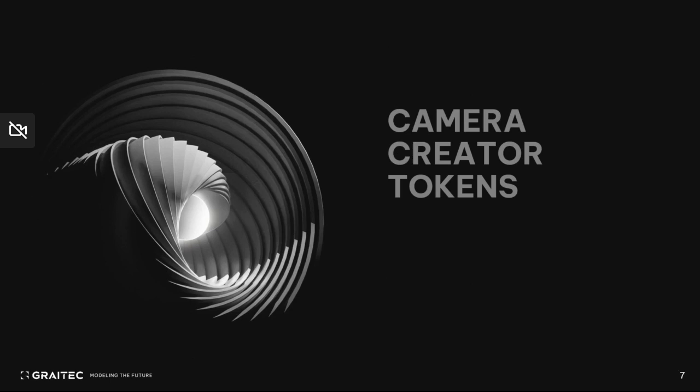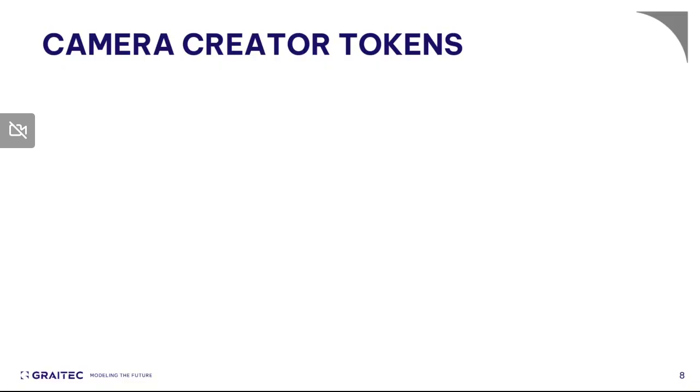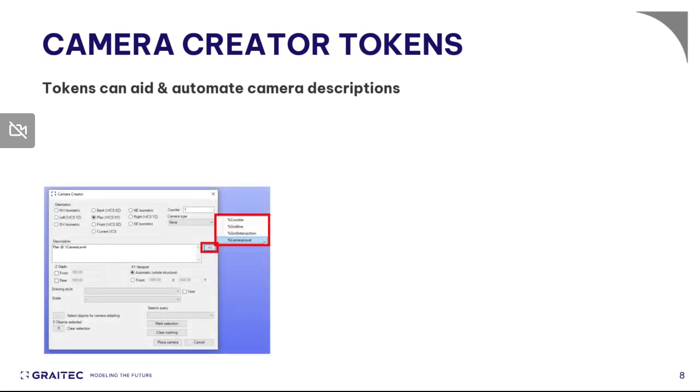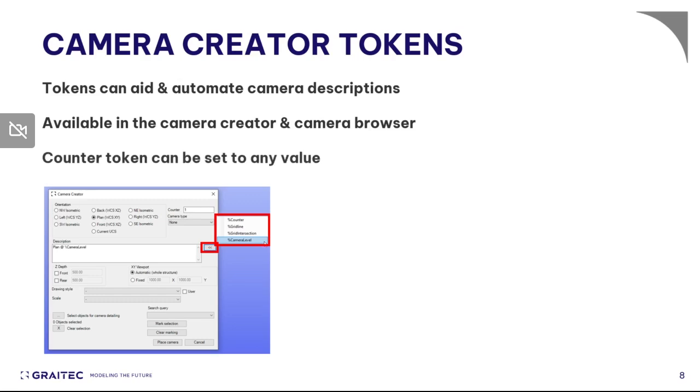We thought we'd now highlight tokens that you can use within the camera creator. With tokens, it can help to aid and automate the descriptions that we put into the camera, so we're not having to manually type in certain things. So you can see the camera creator there. We've got 4 tokens. We've got a counter, we've got a grid line, we've got a grid intersection, and we've got the camera level. Now, these are available in the camera creator, but once you've created your cameras, they are also available in the camera browser as well.